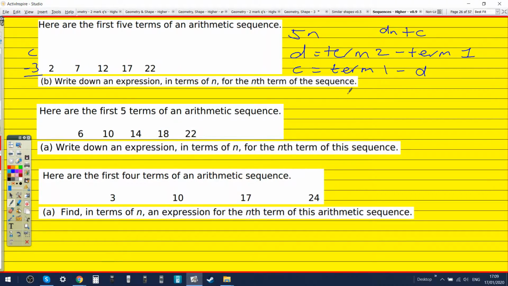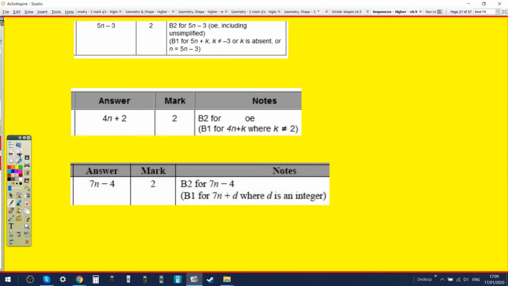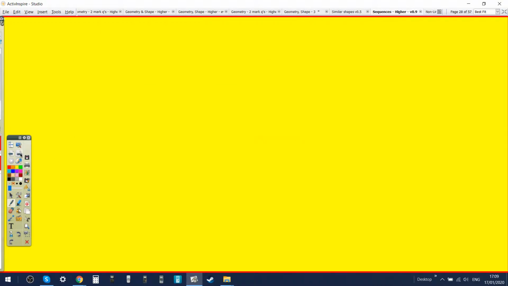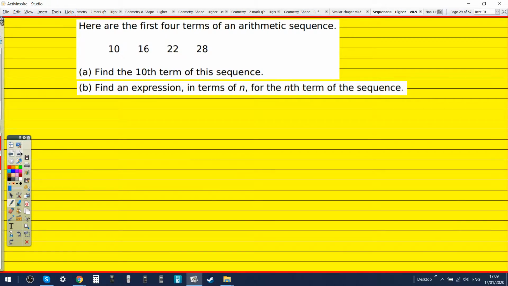So how about the last one? Difference of 7 each time. So 7n minus 4. That's it. 7n minus 4. So that's it in general. 7n minus 4. It's like 7x plus 4. That's the same type of thing.